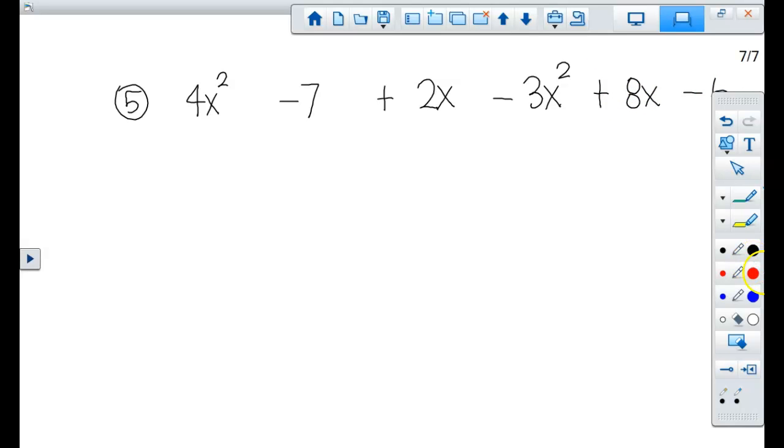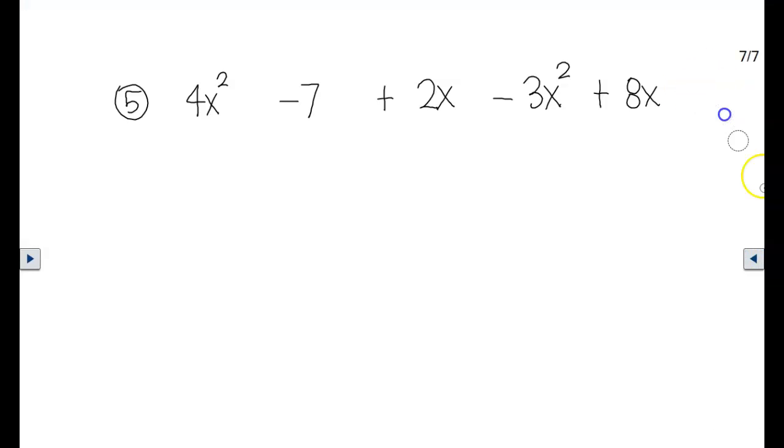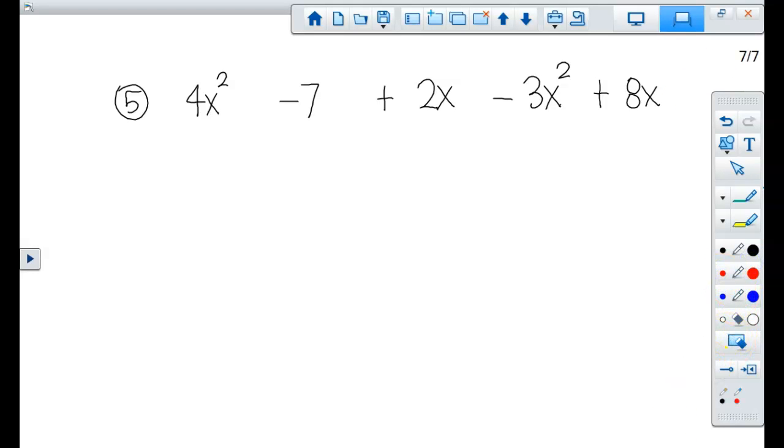Just about ran out of room on that one. All right, and I kind of did because that last term is covered up. Tell you what we'll do, we'll just remove him. Okay. So 4x squared minus 7 plus 2x minus 3x squared plus 8x. 1, 2, 3, 4, 5 terms.